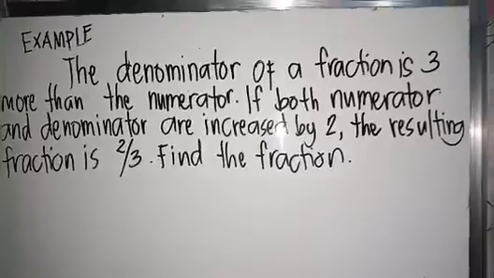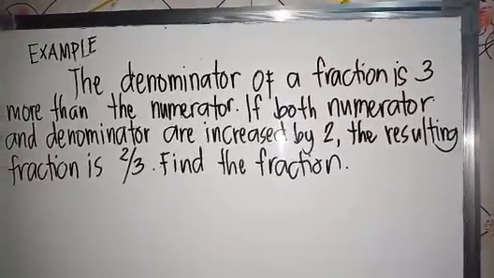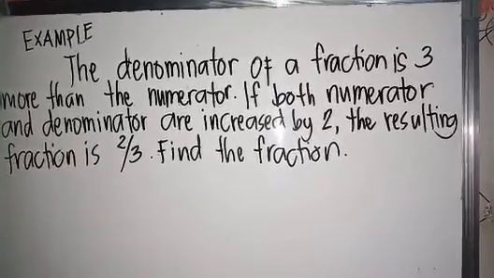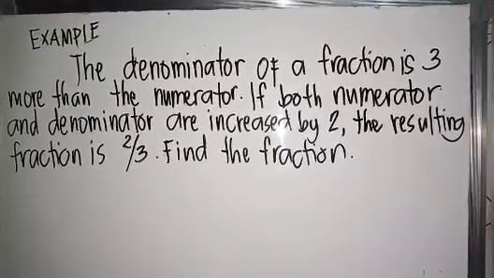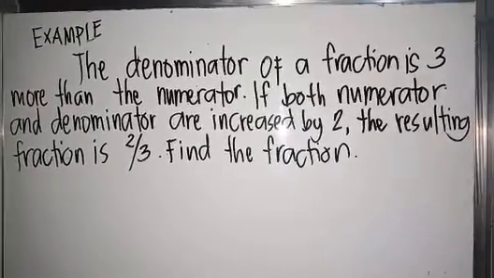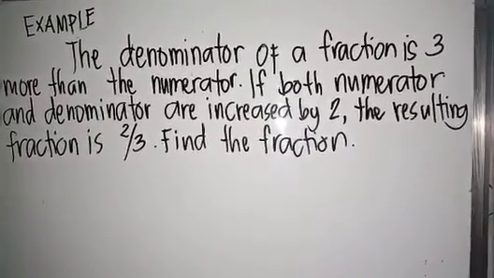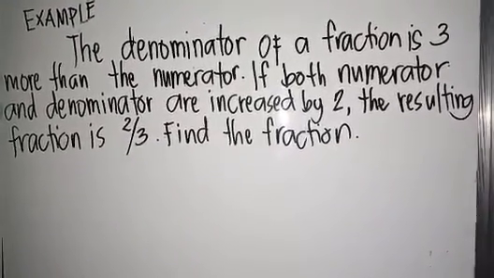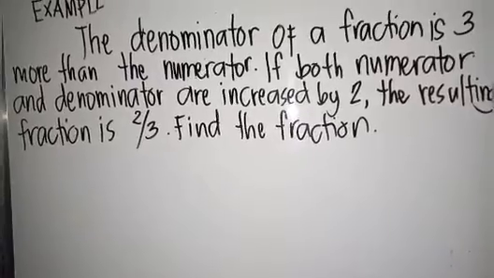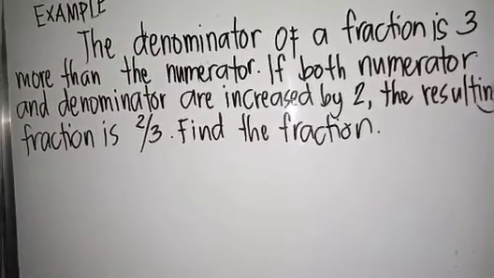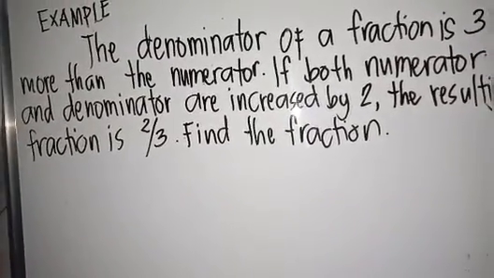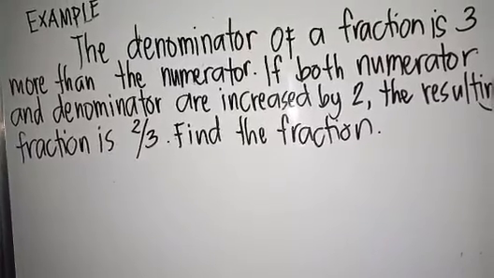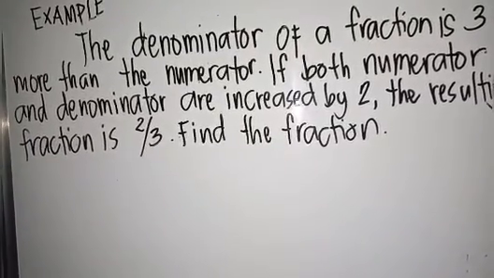Let's have another example. So it says here, the denominator of a fraction is 3 more than the numerator. If both numerator and denominator are increased by 2, the resulting fraction is 2/3. Find the fraction. Okay, so understand muna natin yung problem. So yung denominator daw of a fraction is 3 more than the numerator.